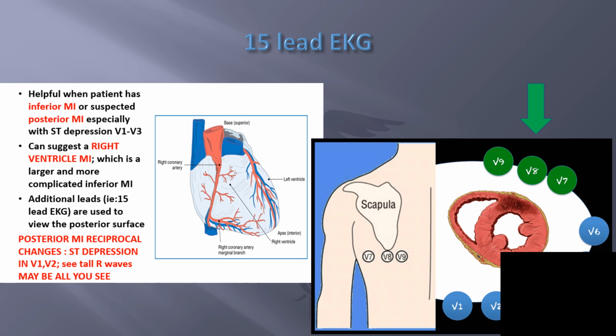Posterior MI, you'll see reciprocal changes such as ST depression in V1 and V2. You will also possibly see tall R waves. And that may be all you see in this.